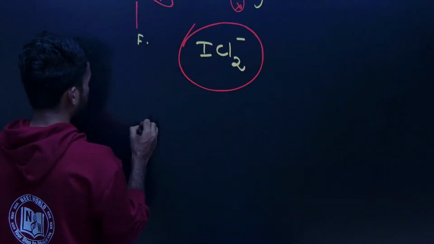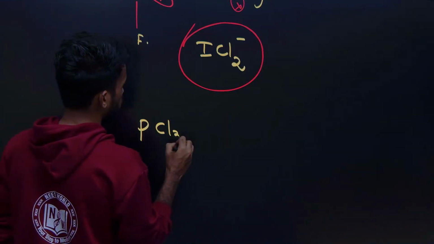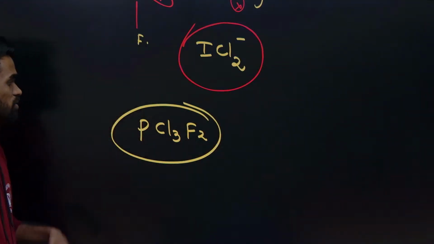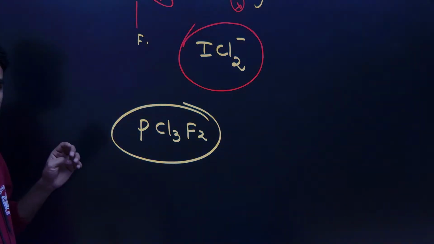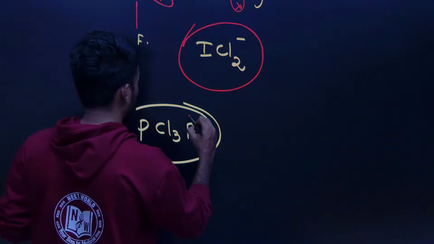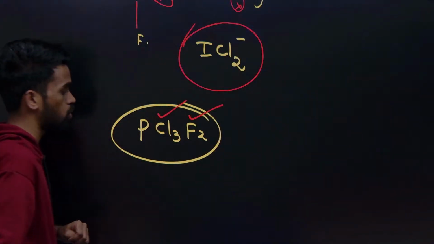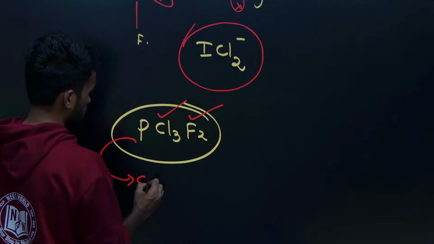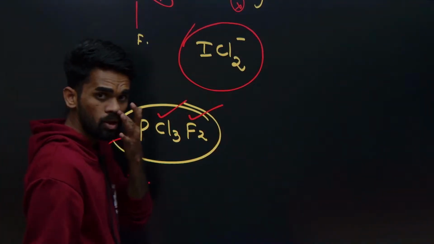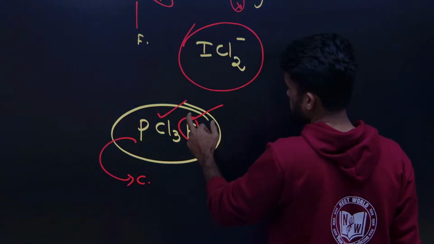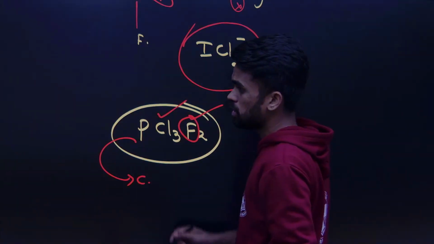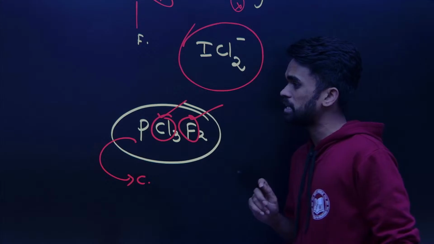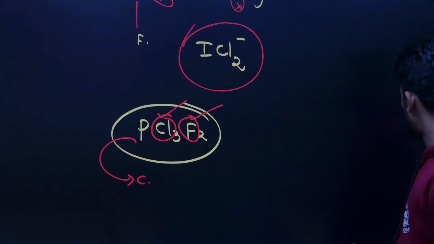Next, when I have PCl3F2, what is the scenario here? Whenever you have an electronegative atom, what will be the position of this electronegative atom and what will be the position of these chlorines? If you know the answer, just tell me in the chat box. What is the position, whether it is axial or equatorial? What is the position of chlorines, axial or equatorial, after writing sp3d hybridization? Okay, right. Next.